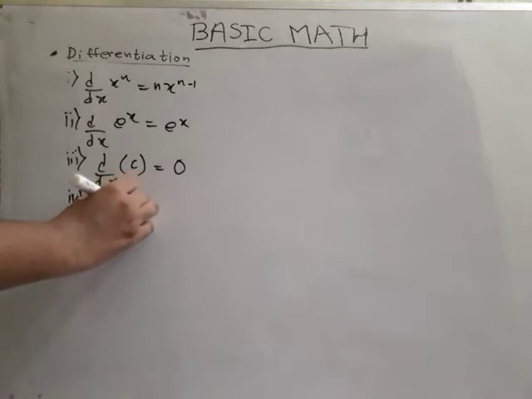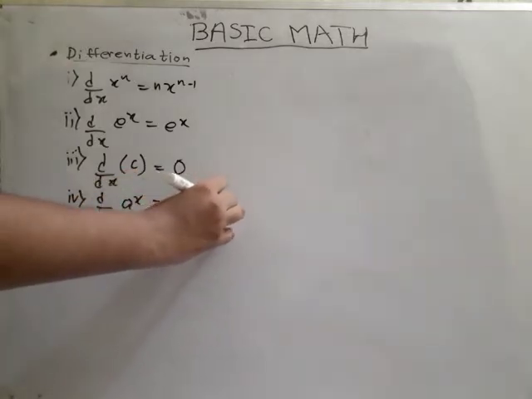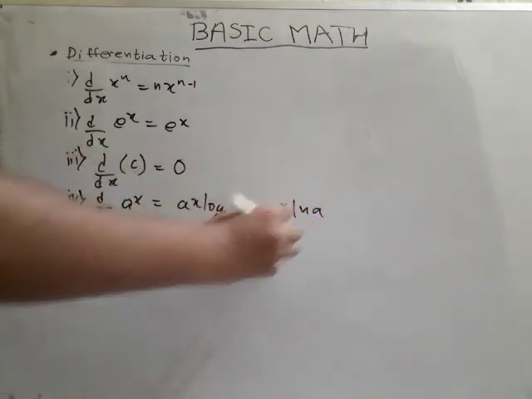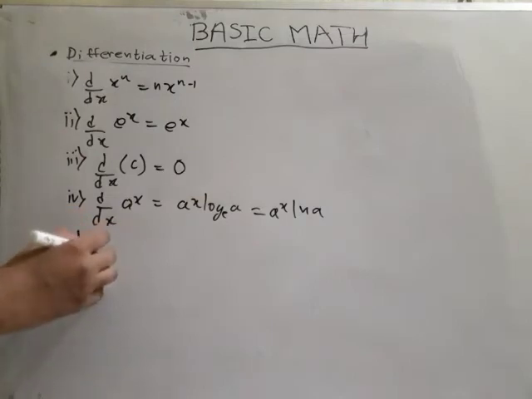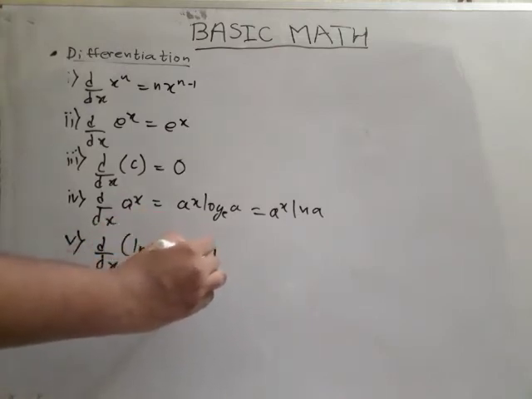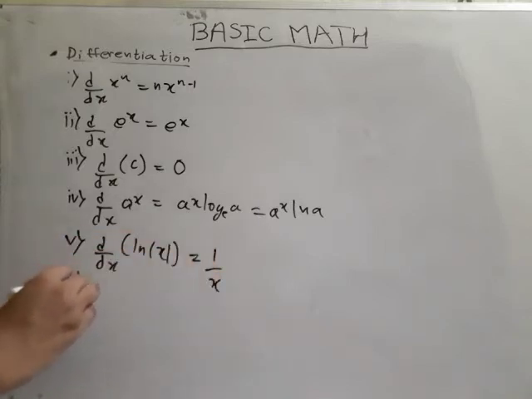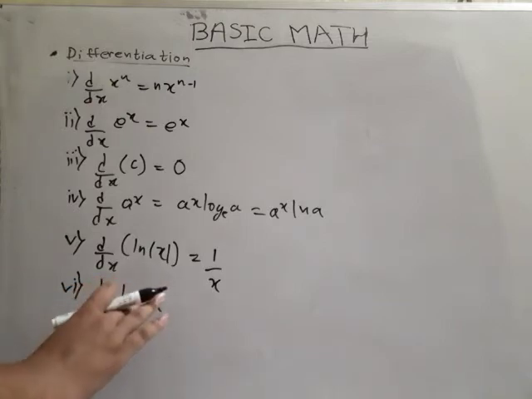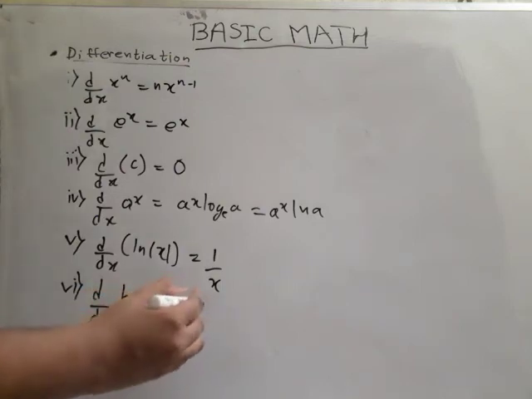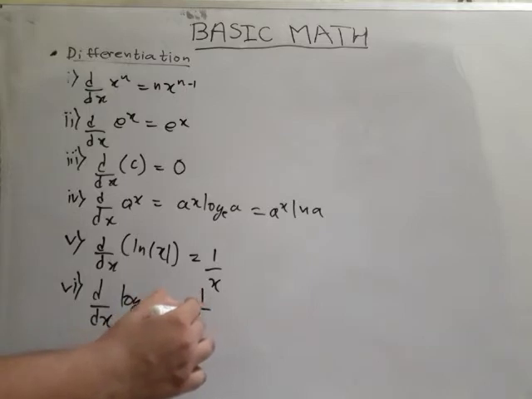d/dx of a to the power x is a to the power x log_e a, that is a to the power x ln a. Fifth, d/dx of log mod x, this is modulus, is 1 by x. d/dx of log base a, here a means some constant which we don't know but we are assigning, will be 1 by x log_a of e.